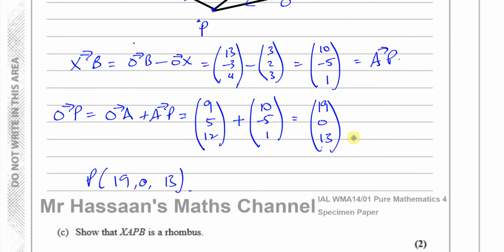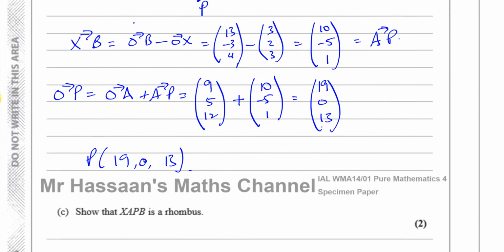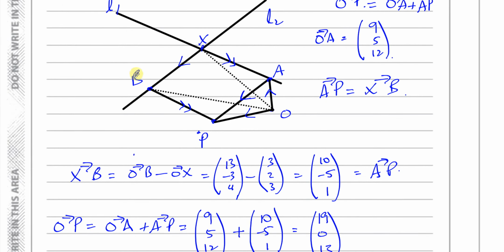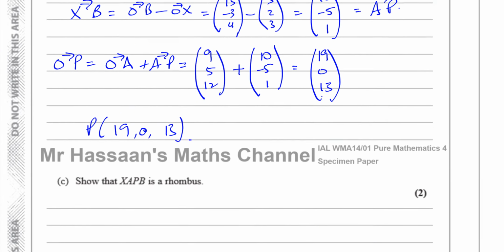Now for part C, it says show that XAPB is a rhombus. So we have to show that it's a rhombus. Now, what do we know about the rhombus?